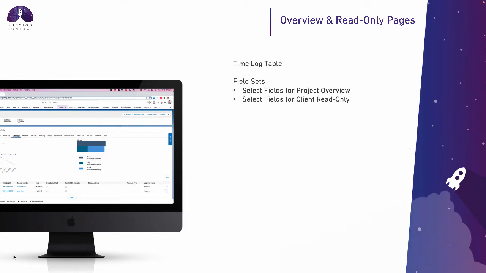So as I mentioned earlier, the time log tab on the project overview and the customer read-only page has been changed, really just changing how the time logs were displayed in the timeline. We've now just put them into a table, so it shows you more valuable information to give you some flexibility around what information you display. We've added in a field set for the project overview and a field set for the client read-only page, so you can pick and choose which fields from the time log get displayed in the table.